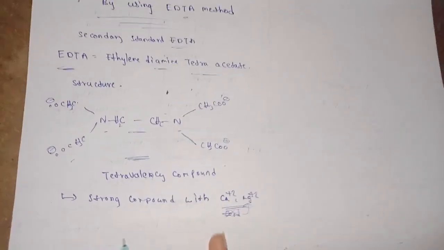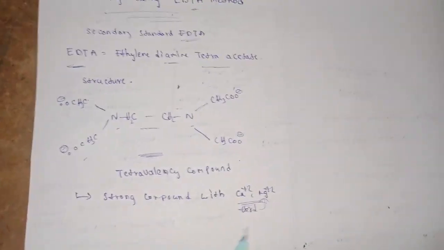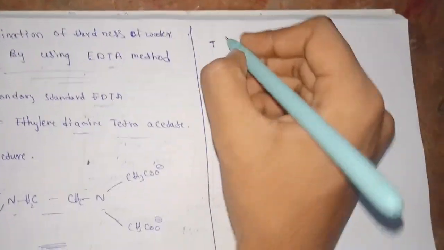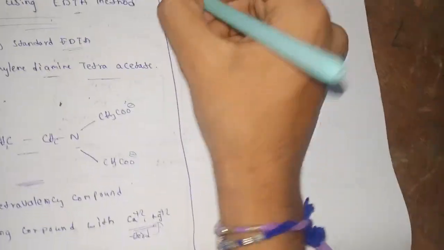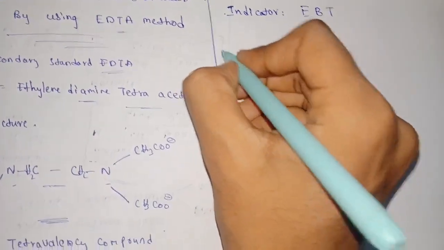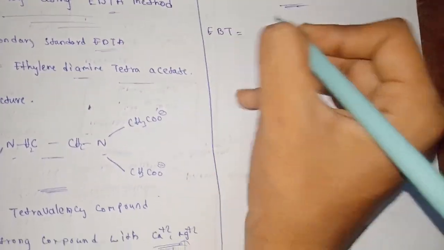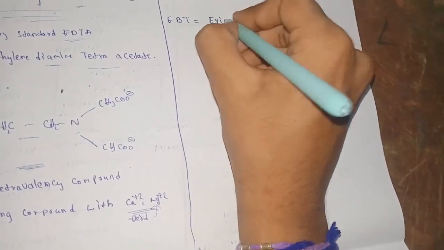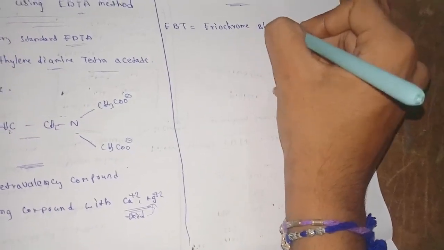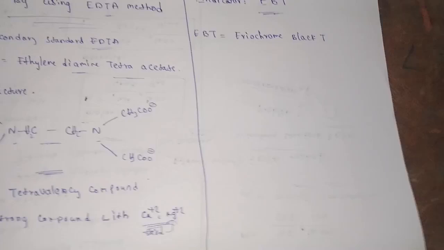So in this EDTA method we will use an indicator named EBT. So what is the meaning of EBT? Eriochrome Black T. It is a salt which is blue in color.